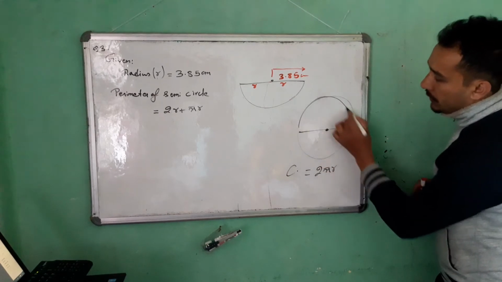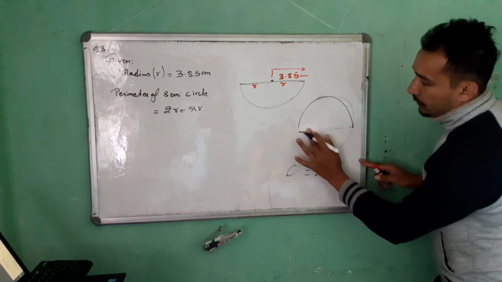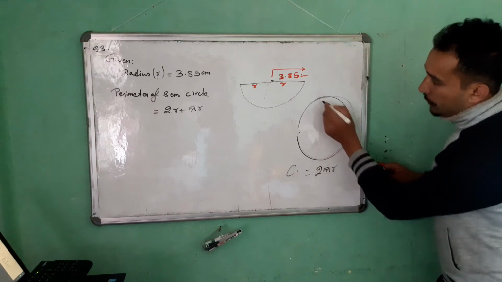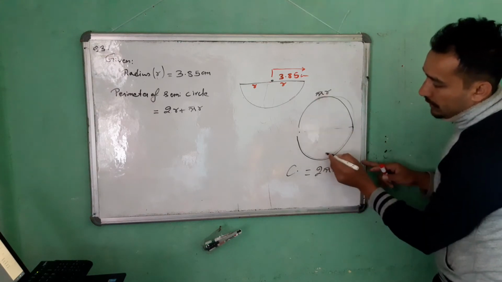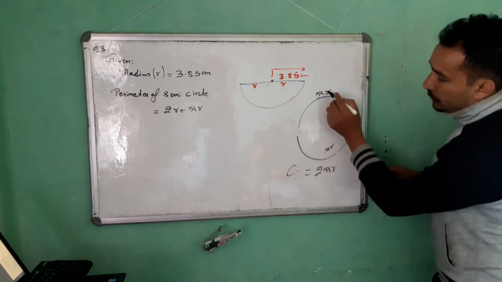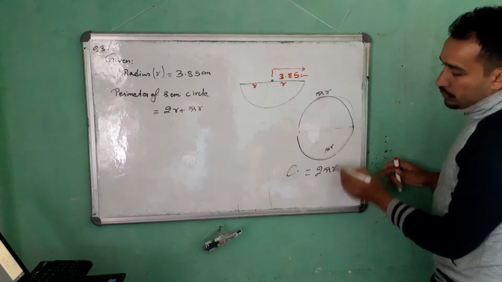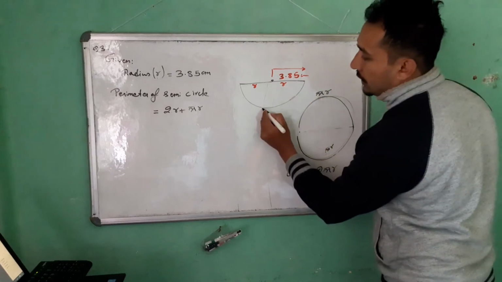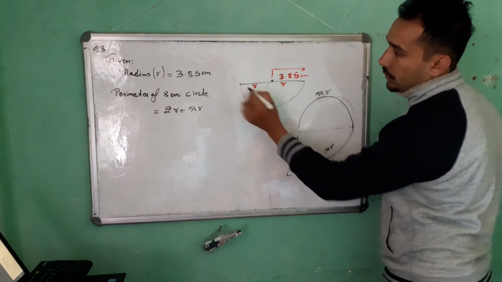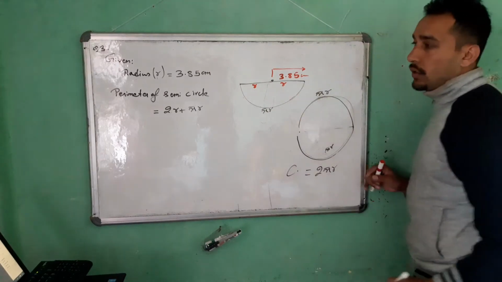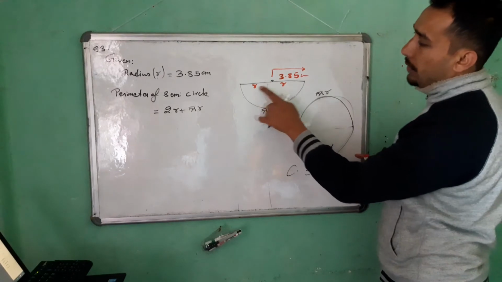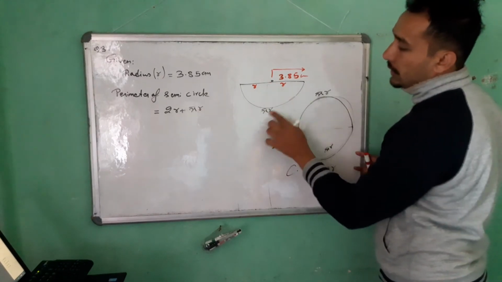Circumference means this upper semicircle plus this lower semicircle. So the upper semicircle is pi r and the lower semicircle is pi r. If you add pi r plus pi r, it gives 2 pi r. In our case only this lower part is there, so this is pi r. Length of this from here to here is pi r. So total perimeter of the semicircle will be r plus r, 2r plus pi r.